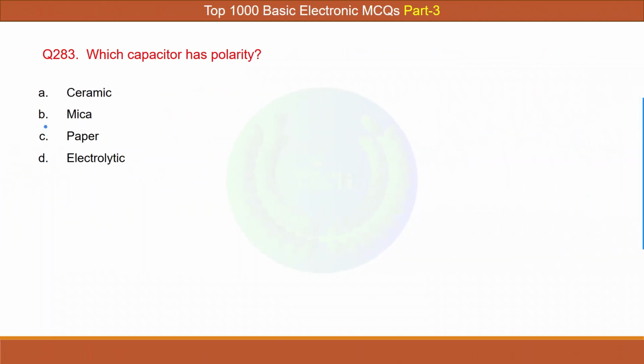Next question, question number 283. Which capacitor has polarity? Option A ceramic, option B mica, option C paper, option D electrolytic. The answer is option D electrolytic.